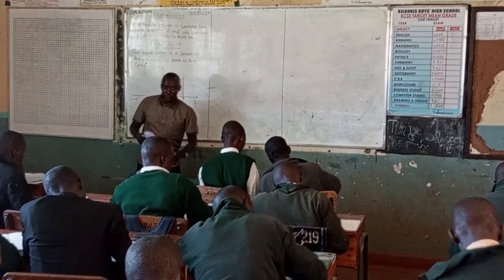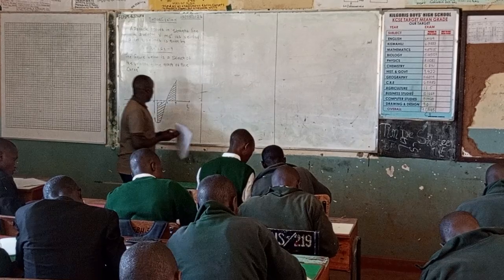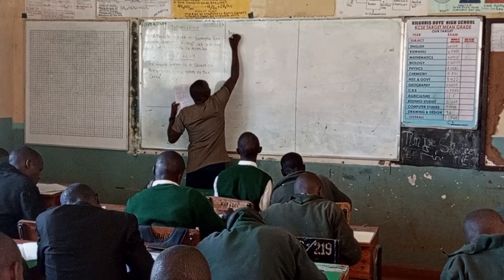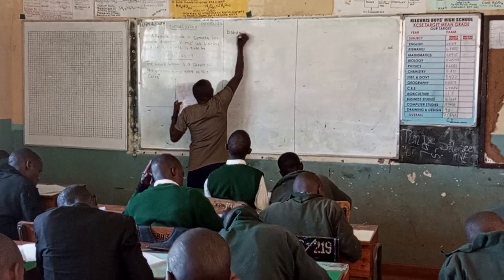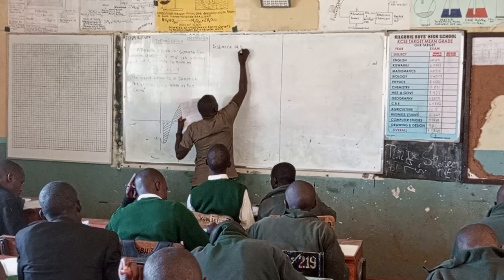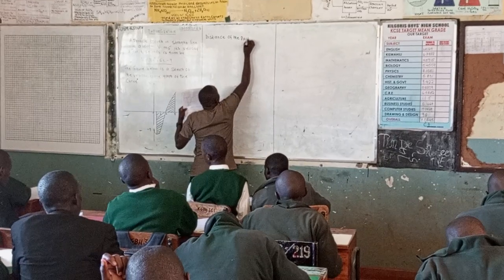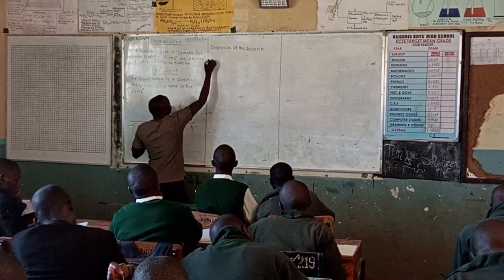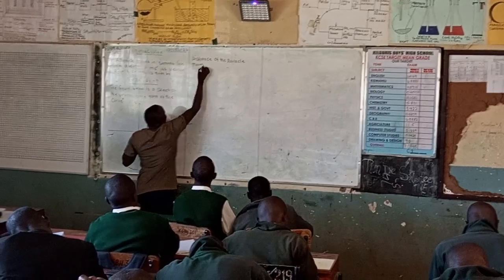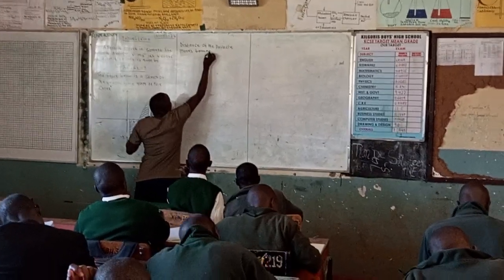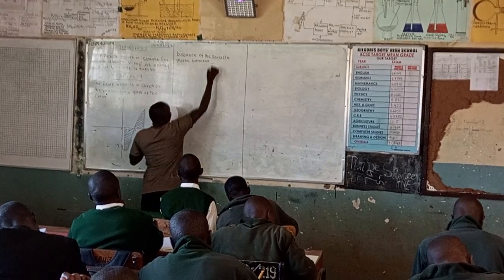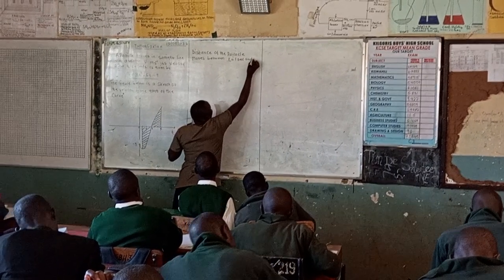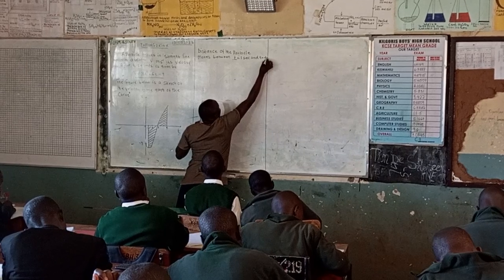Calculate the distance of the particle as it moves between t equals 1 second and t equals 4 seconds.